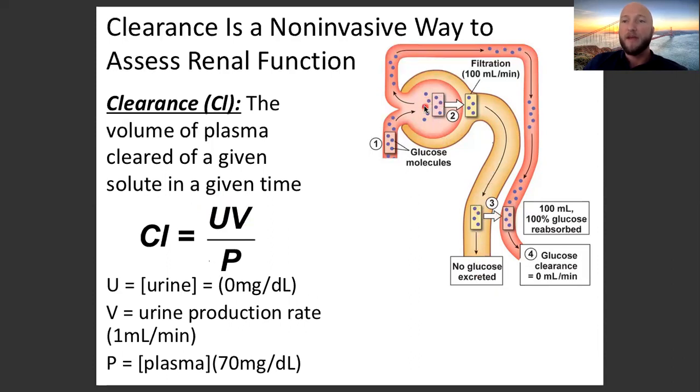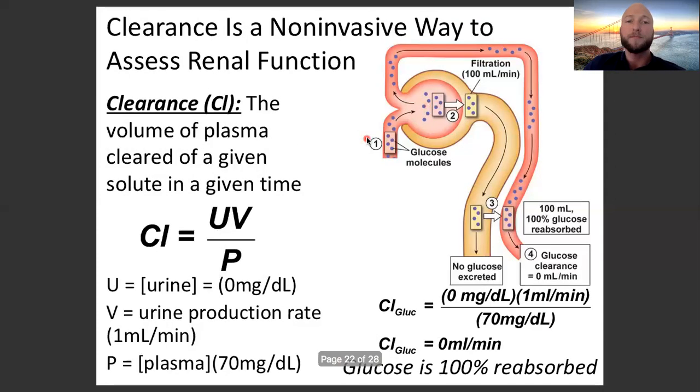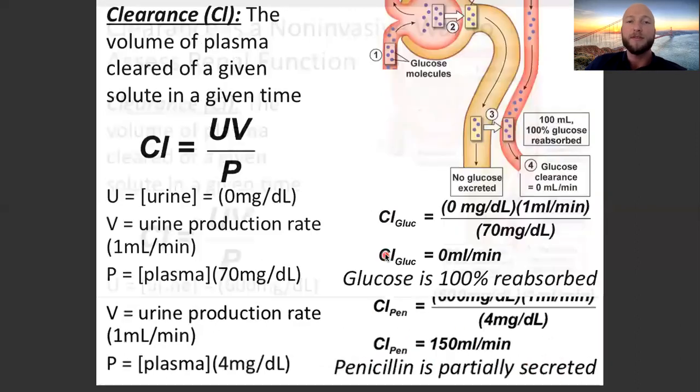I'll repeat that. Clearance of 0 means it was filtered and then 100% reabsorbed, like the case of glucose, or it means that it was never filtered at all and not secreted. So it stayed in the bloodstream the whole time. So glucose is 100% reabsorbed, 0 clearance.